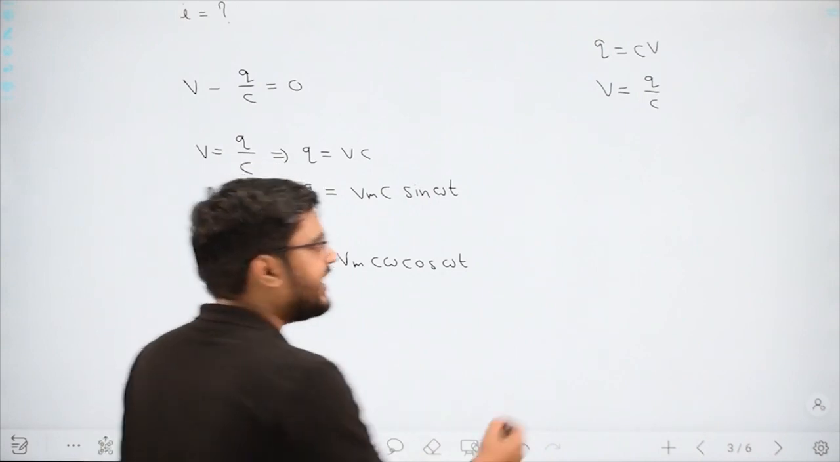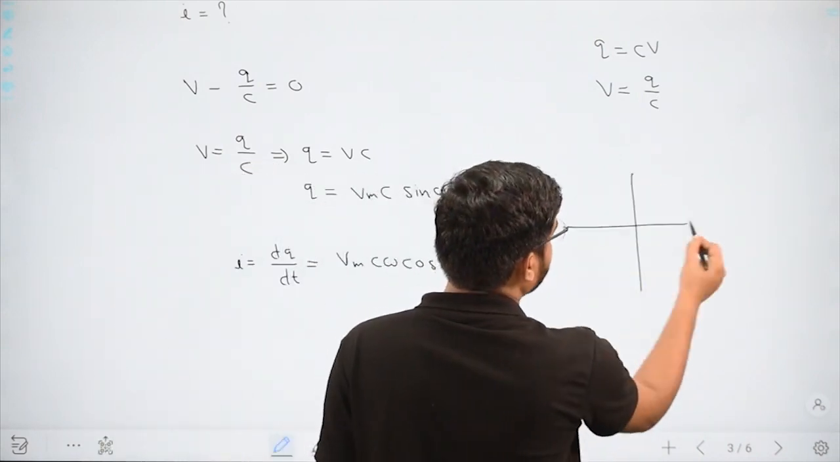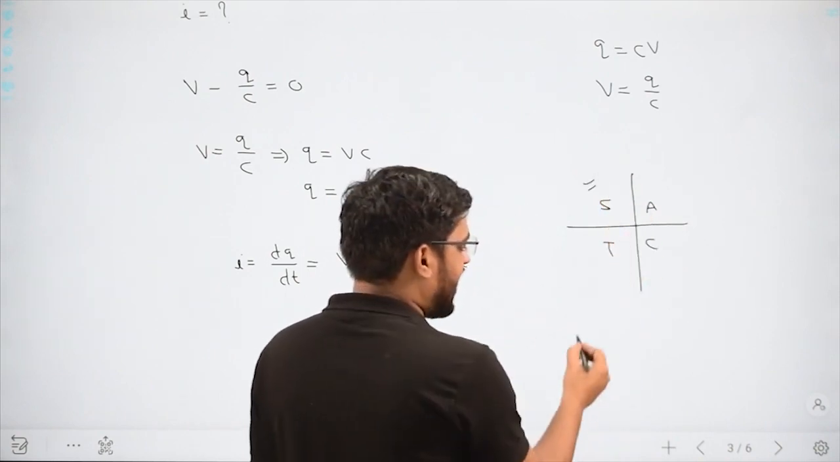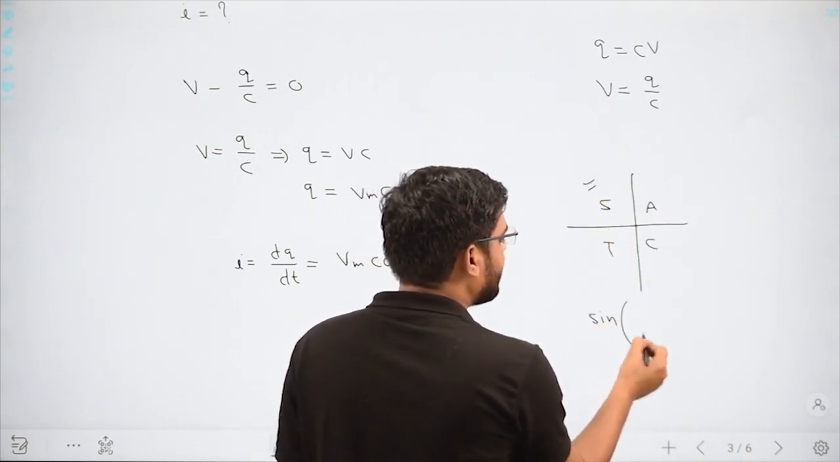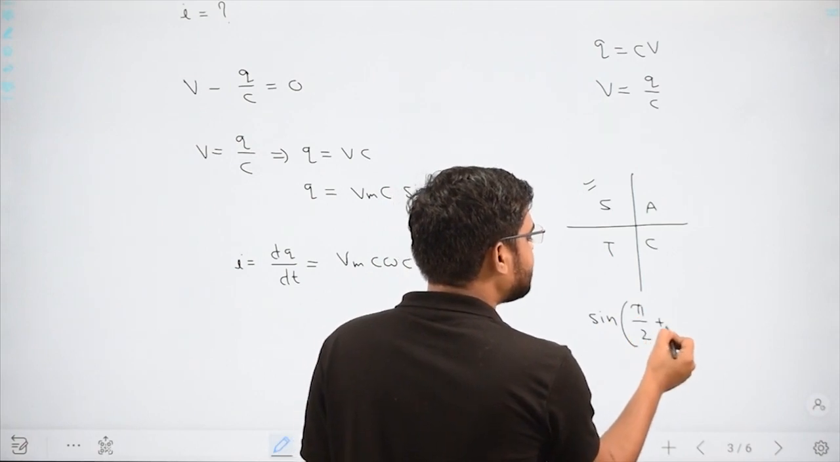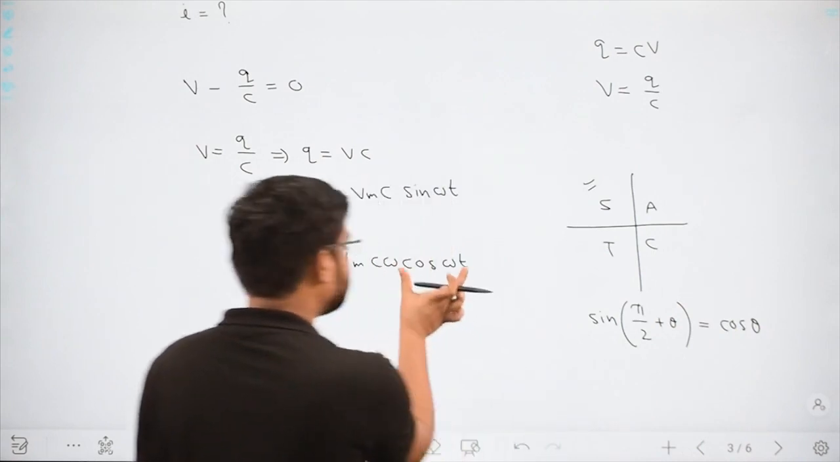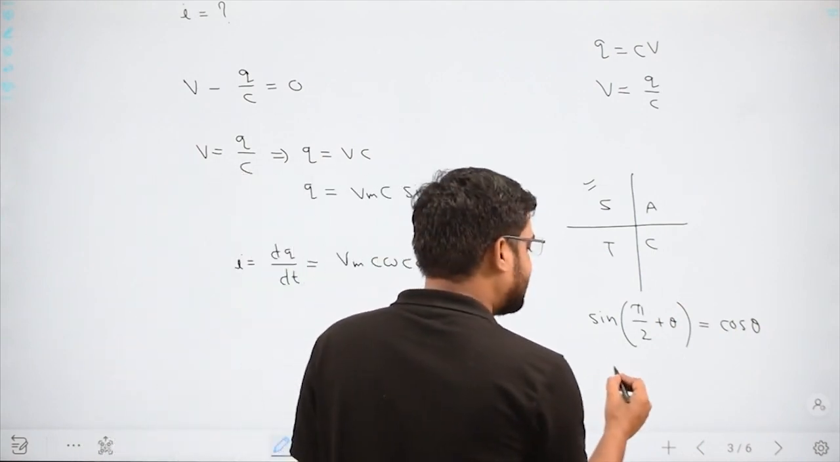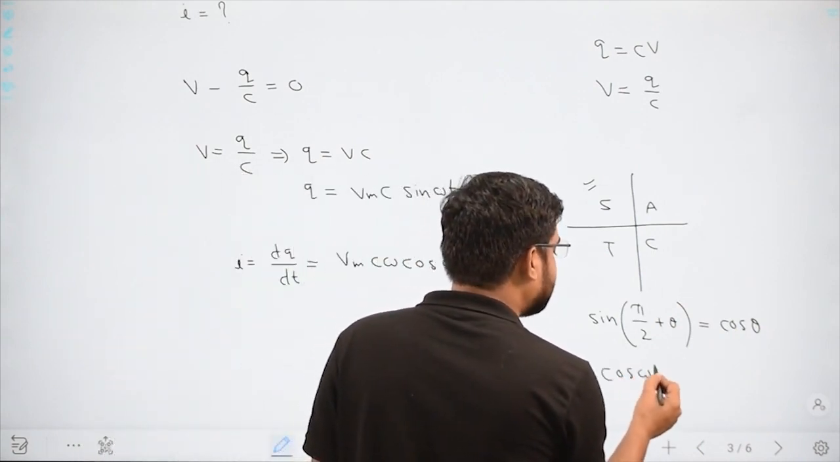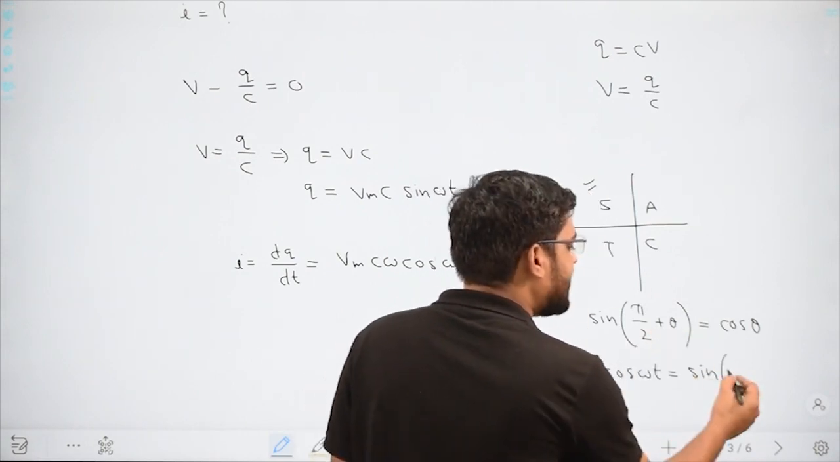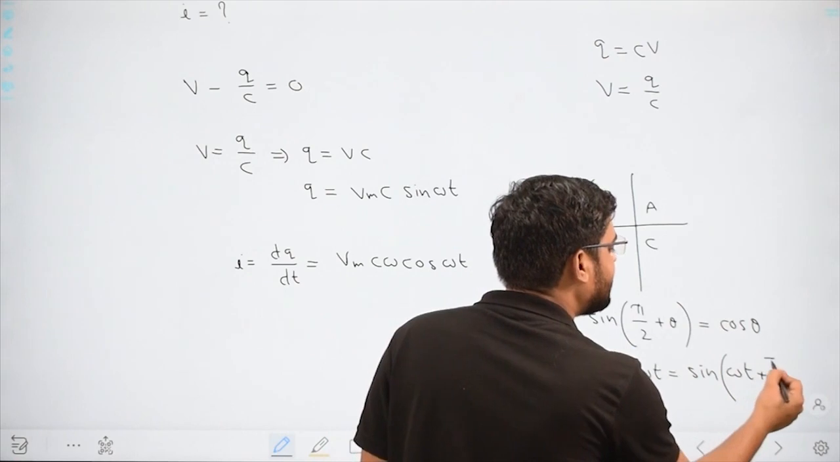So again I am going to use this. Here the sign is positive, so I know that sine of pi by 2 plus theta gives me positive cos theta, and this is a positive cos theta. So I'll be writing that cos omega t can alternatively be written as sine of theta plus pi by 2, or omega t plus pi by 2.